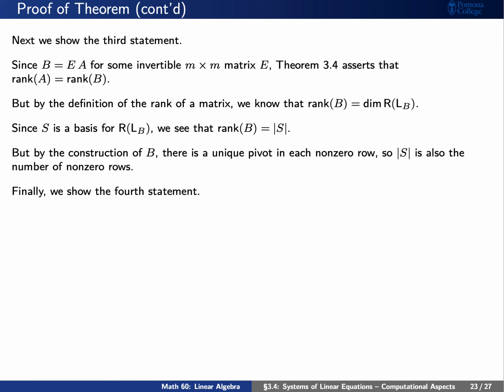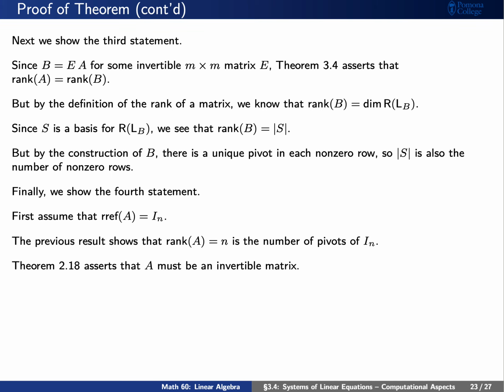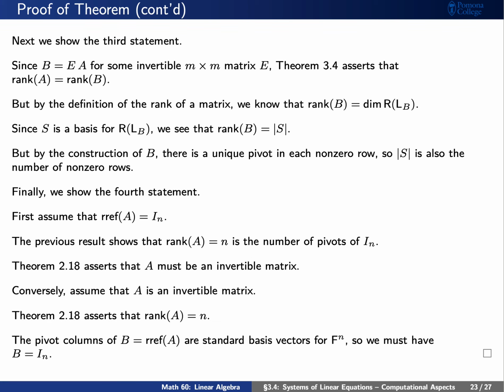Let's show the final statement. First, let's assume that the reduced row echelon form is the N by N identity matrix. Well, this has N pivots, so the rank of A must be N. But because the rank is N, we know that A must be an invertible matrix. Conversely, the pivot columns are the standard basis elements, so we see that B must be the N by N identity matrix.